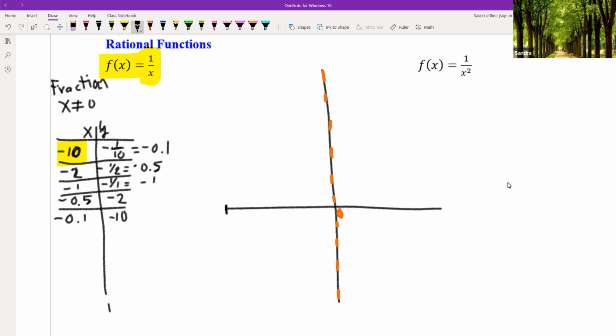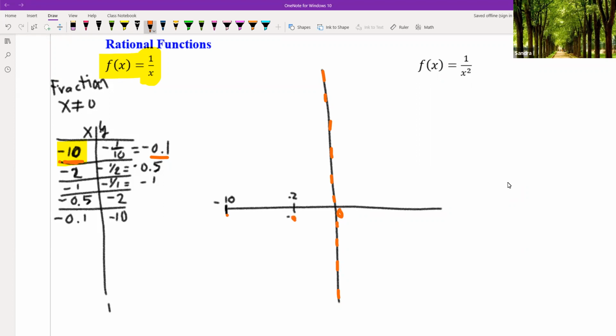Okay, let me go ahead and erase this negative 10. I'm going to plot the points. So I have negative 10 and negative 0.1. So something very small. Negative 2. Let's go with negative 2. And that will be a negative 0.5. So let's go ahead and go with this point here.